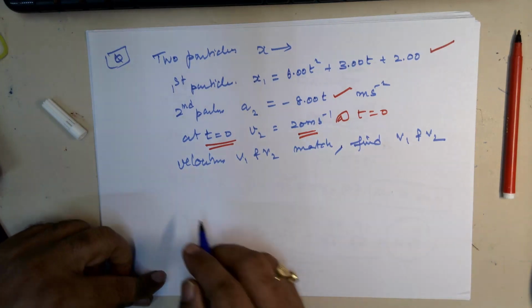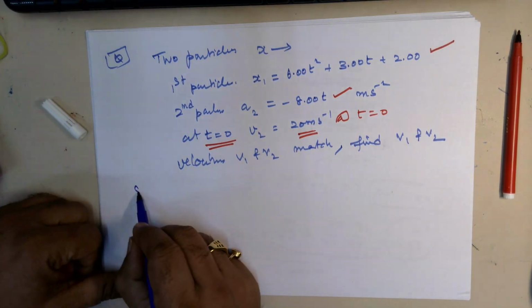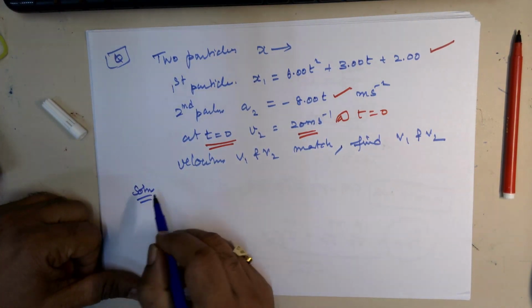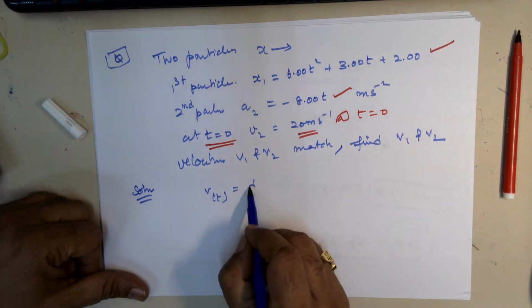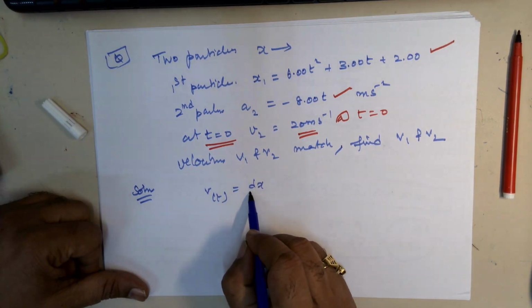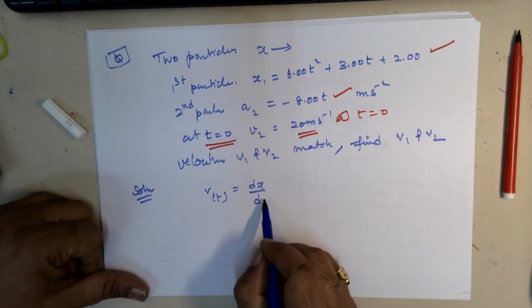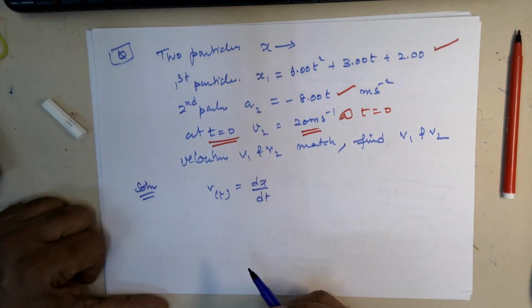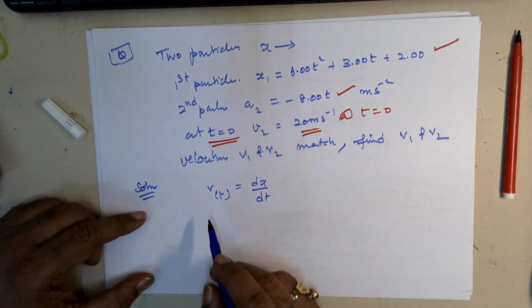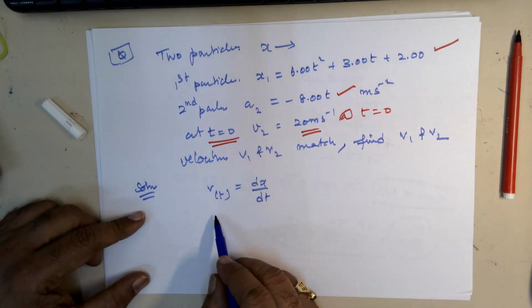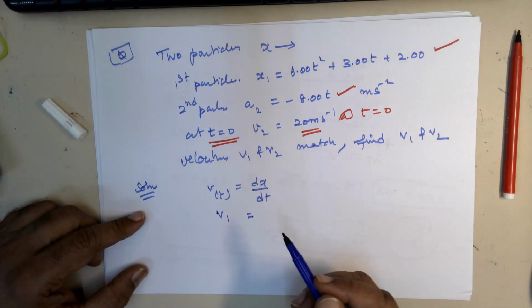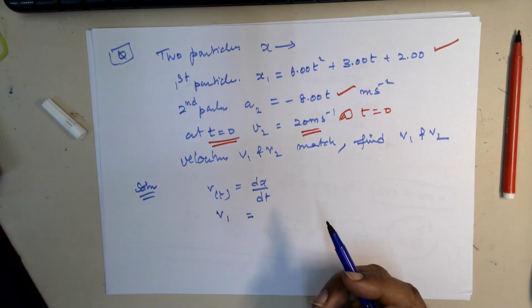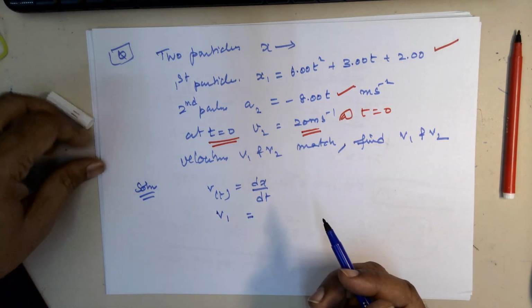Take down. What is velocity in terms of calculus? v of t is equal to ds by dt, right? Here dx by dt. Okay. Now let us differentiate the first one, since we want to find out v1. So what is v1 here? Tell me.